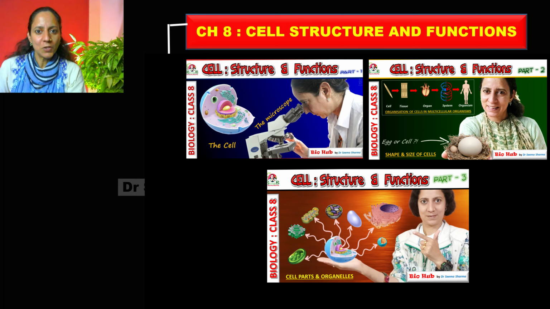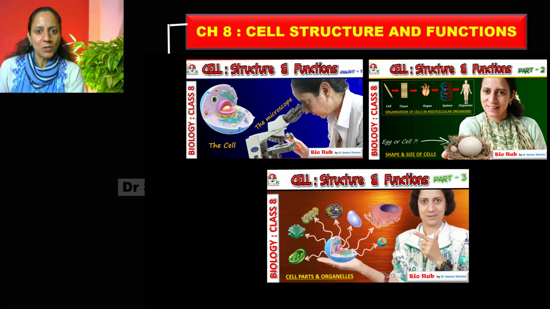Third point of difference is plant cells usually have one or two but very large vacuoles. On the other hand, vacuoles are either absent or very small in the case of animal cells. Fourth point of difference is plant cells have different kinds of plastids, like green plastids, non-green plastids, and colorless plastids, whereas animal cells do not have plastids.